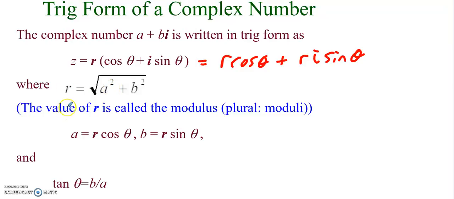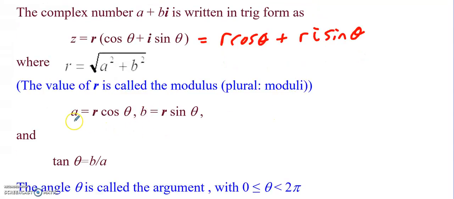You don't need to know this, but it's a fun fact. The value R is called the modulus. The plural for that is moduli. Now you know. A is r cosine theta and b is r sine theta.